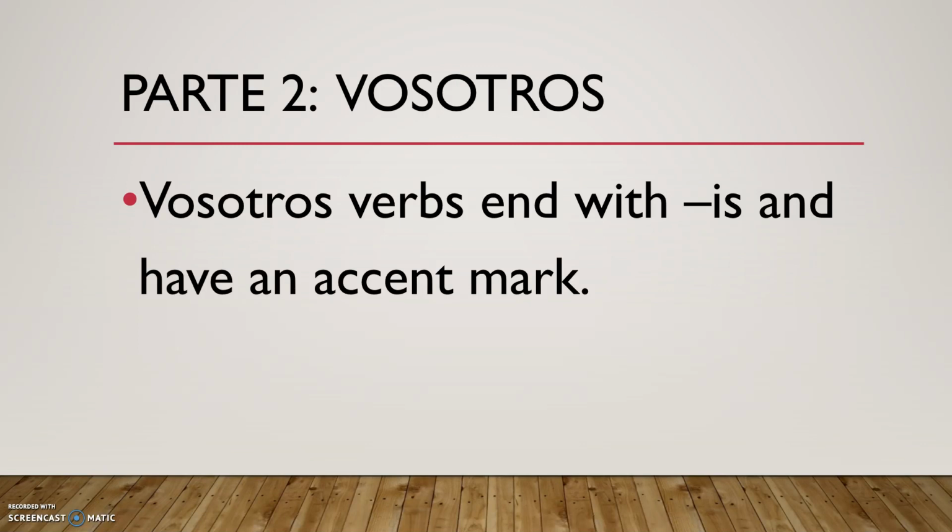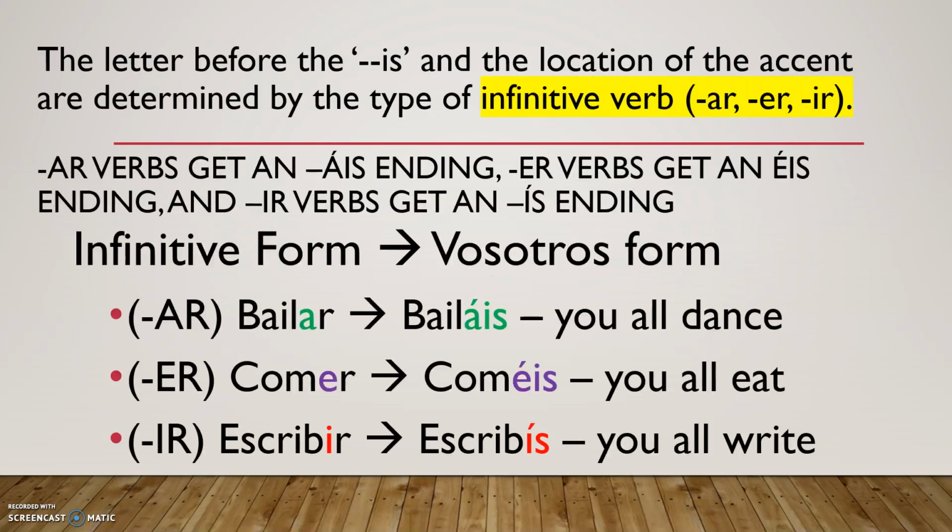Vosotros verbs end with an IS, and they have an accent mark on them. The letter before the IS and the location of the accent mark are determined by the type of infinitive verb, either AR, ER, or IR. AR verbs get an AIS ending, pronounced ice. ER verbs get an EIS ending, pronounced ace. And IR verbs get just an IS ending, pronounced is.